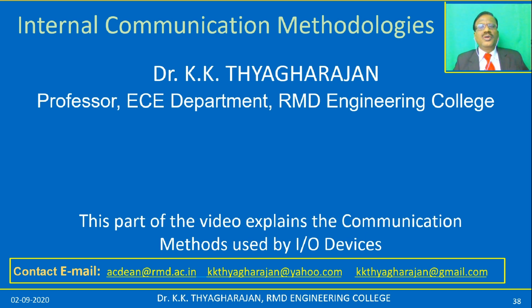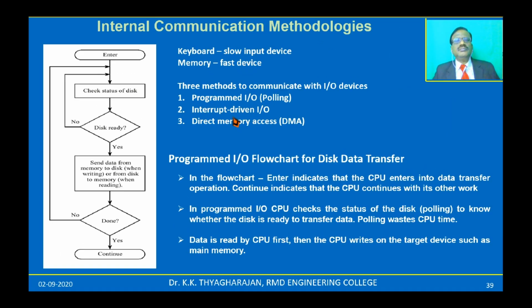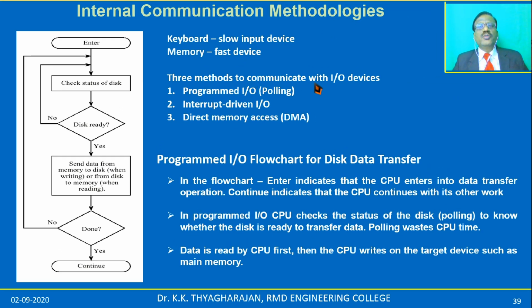In this video, I am going to explain the communication methods used by I/O devices. There are three methods to communicate with I/O devices. Here, we will take the CPU, the main memory, and the hard disk for transferring data. So, in three ways, the data can be transferred between these devices.